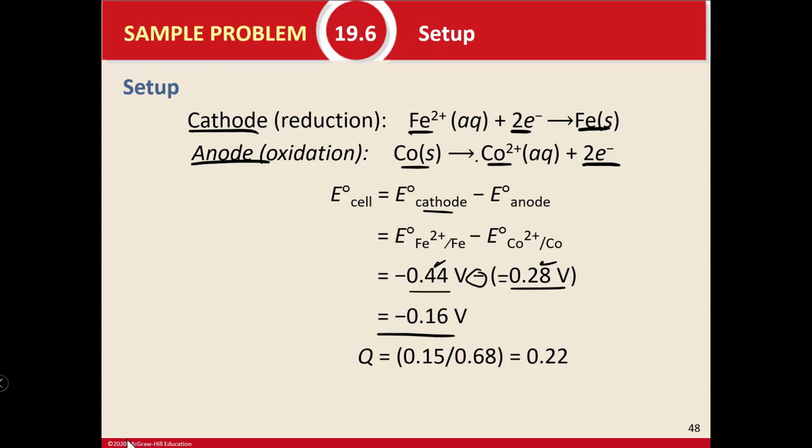You go, oh, that's not too good. It's not the best. I mean, it's small, but this is the standard cell potential. This isn't going to tell us what the cell potential is. And then Q is always products over reactants. And so we know what those concentrations are. And so Q is 0.22. All right. So again, all this stuff that we've learned this semester coming together for direct applications into electrochemistry.